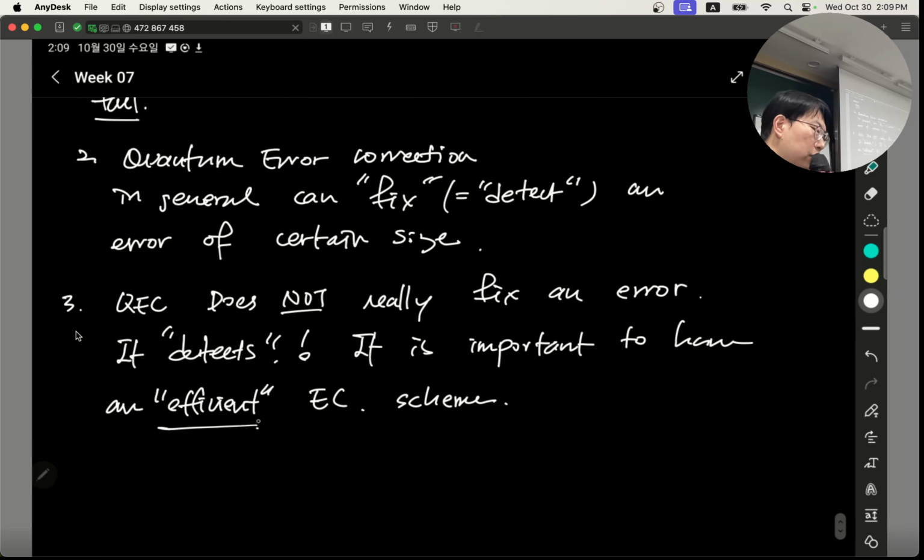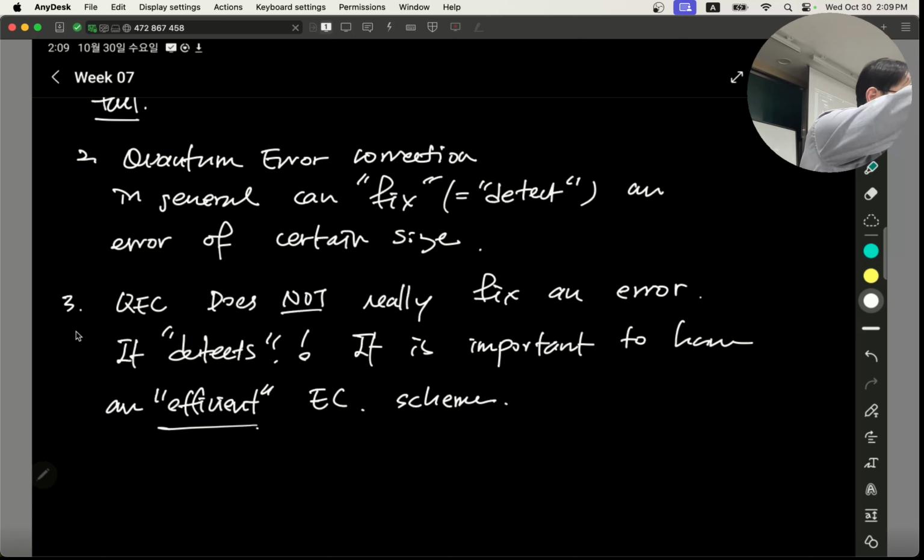So what I mean by efficient is there are many ways to measure efficiency. One is that, as I said, if you want to correct one qubit, you may need several real physical qubits. So you want to have as small a number as possible for encoding one qubit in your quantum error correction. So that is one efficiency that you can achieve, to get as small a number as possible to get one qubit coded in your error correction.